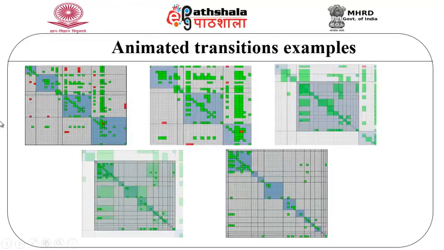So the example is shown here. This is an animated transition example. If we look at the transition of the first block to the next block, we can see the block size increases and some of the blocks get squashed, and finally we can get an entire representation of the animated transition as such.